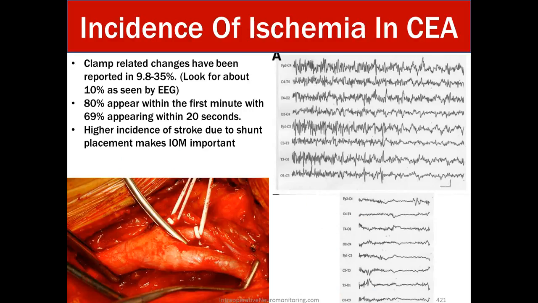80% of changes appear within the first minute, and 69% appear within the first 20 seconds. So when you clamp, you have a high probability of a pretty sudden change. Higher incidence of stroke due to shunt placement makes the neuromonitoring important. And then we just have some more pictures here showing slowing, and again, slowing and loss of amplitudes.